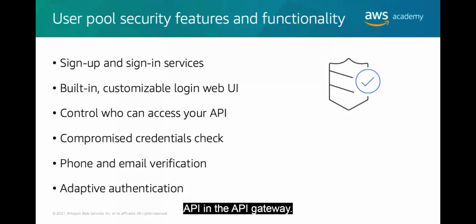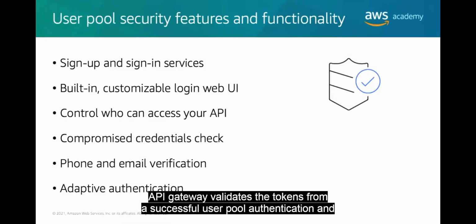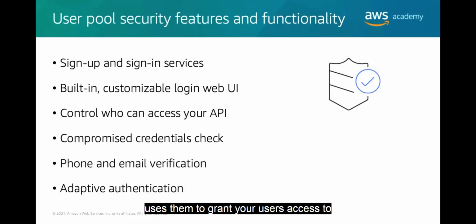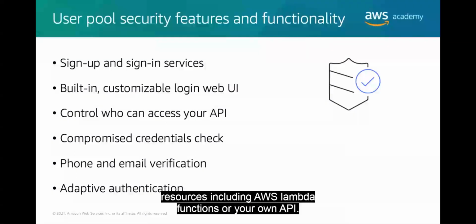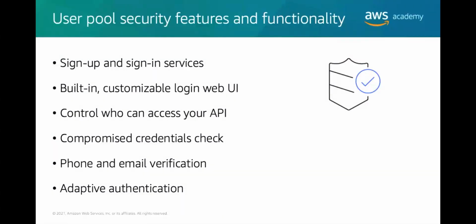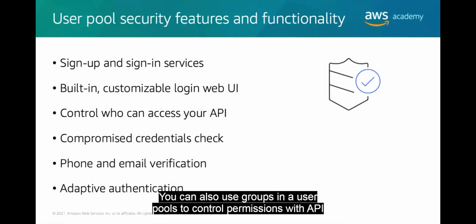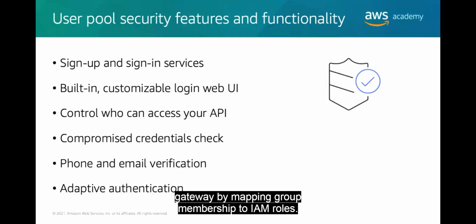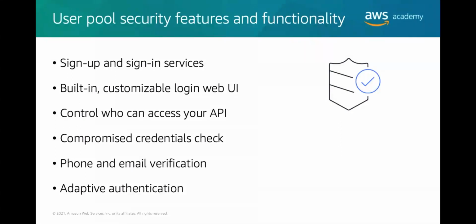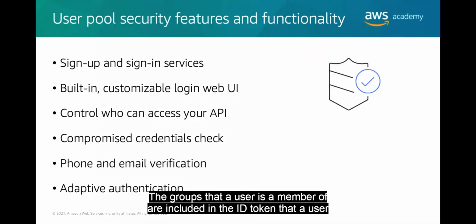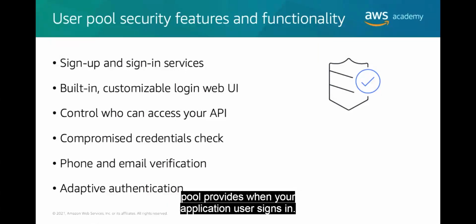You can use an Amazon Cognito user pool to control who can access your API in the API Gateway. API Gateway validates the tokens from a successful user pool authentication and uses them to grant your users access to resources, including AWS Lambda functions or your own API. You can also use groups in a user pool to control permissions with API Gateway by mapping group membership to IAM roles. The groups that a user is a member of are included in the ID token that a user pool provides when your application user signs in.